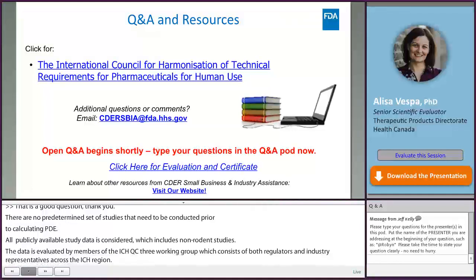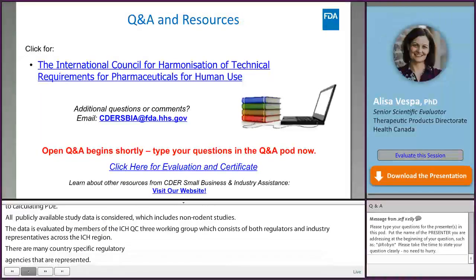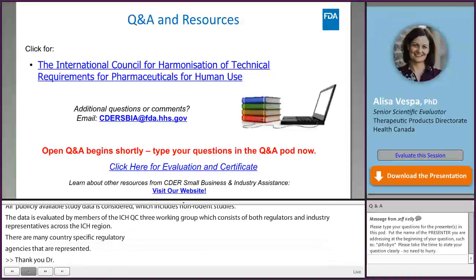Thank you, Dr. Vesper. And this is your 3rd question, the last in this cycle of questions for you. How do we know the PDE for the residual solvents that were not listed in ICH Q3C? And what if no toxicity data is available to that particular residual solvent?